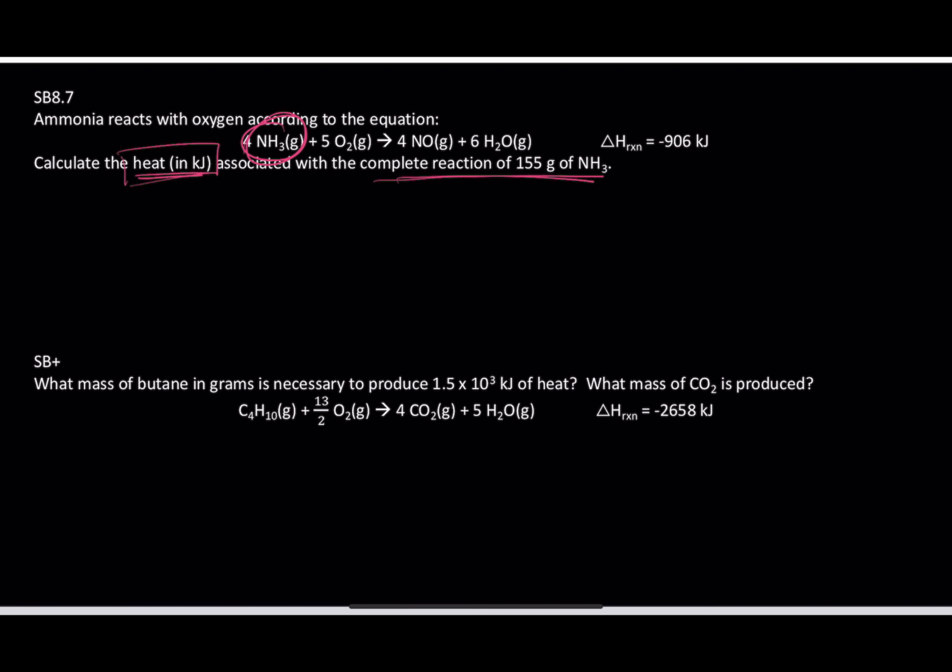So what's going to get us from ammonia to heat? That's right, the heat of reaction. So this is negative 906 kilojoules, and it's per mole reaction. So it's tied to every 4 moles of ammonia, because that's what's from my balanced chemical equation. And that's the conversion factor we're going to have to use, meaning that we've got to turn our 155 grams of ammonia into what?